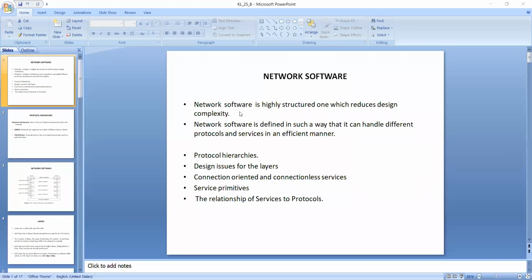In today's class, we will go through the different subtopics associated with network software. The first one is protocol hierarchies. Second, design issues for the layers. Third, connection-oriented and connectionless services. Fourth, service primitives. And fifth, the relationship of services to protocols. So these are the five topics associated with network software. In today's class, we will discuss protocol hierarchies. If time permits, then we will move to the second one.